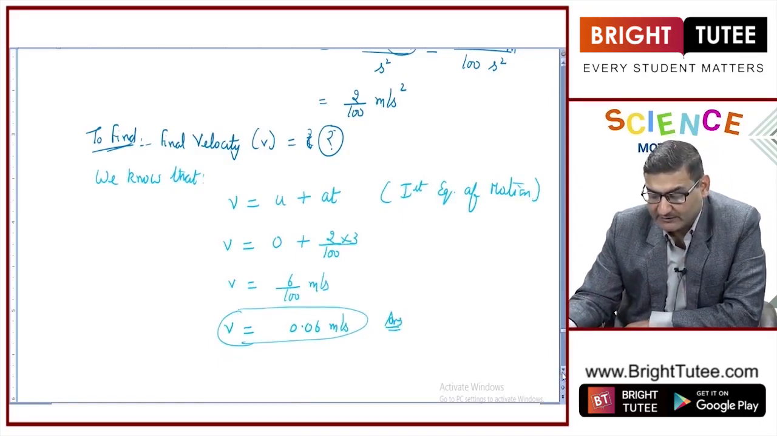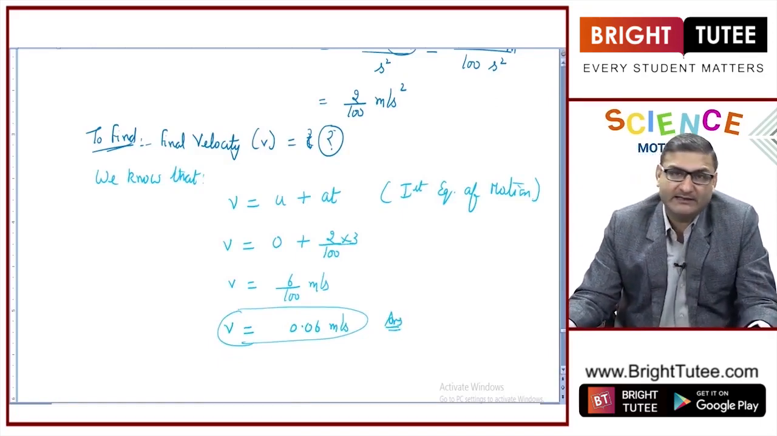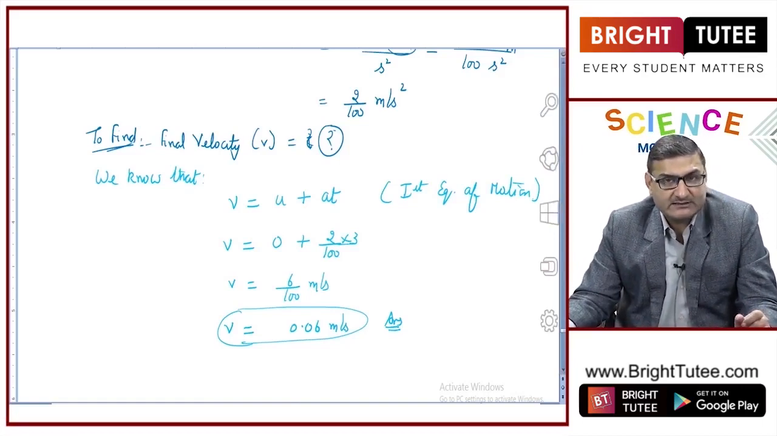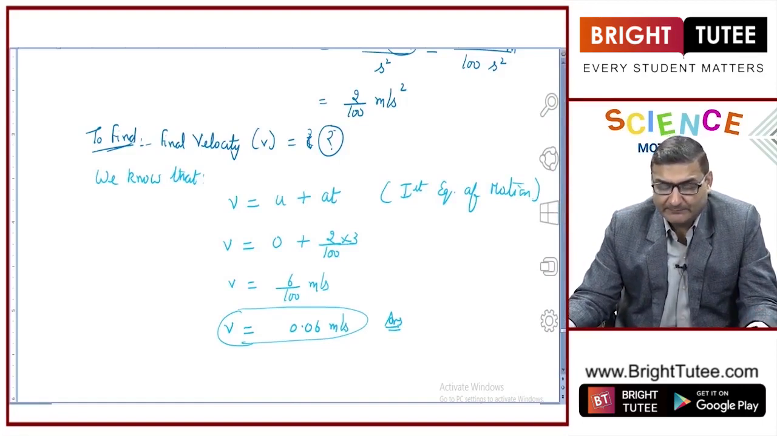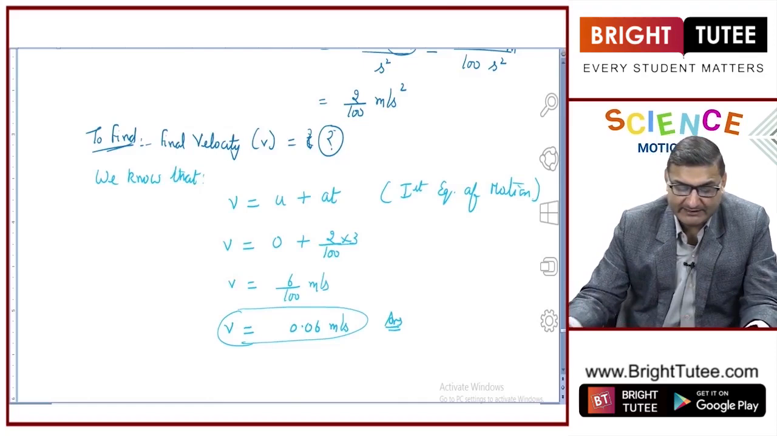Got it? So in this question we have seen that the only thing we need to remember was to take care of the unit. Acceleration was given to us in centimeter per second square. We need to convert it into meter per second square, right.